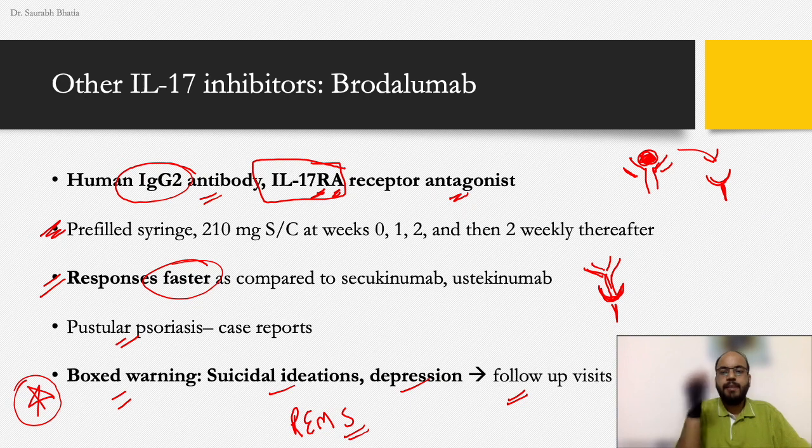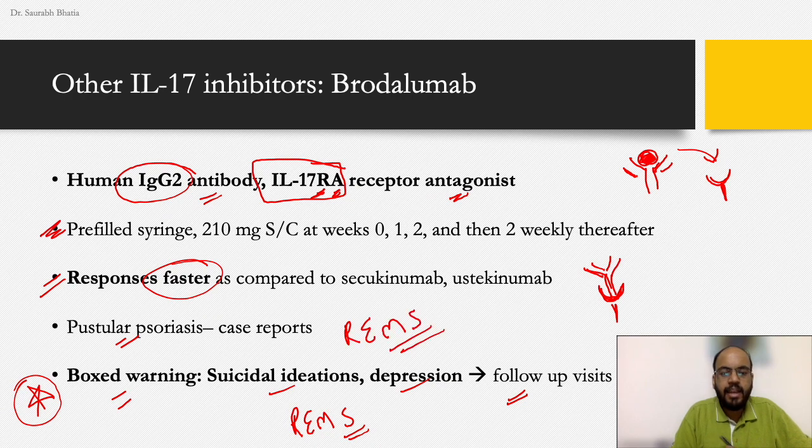REMS. REMS is risk evaluation and mitigation strategy, in which at every point of giving the drug, you evaluate whether your patient has any risk factors or not. Clear? So every time you will understand whether the patient has any history of psychiatric disorders, any family history of psychiatric disorders, how is the mood of the patient. At every follow-up visit, you will ask what is the mood.